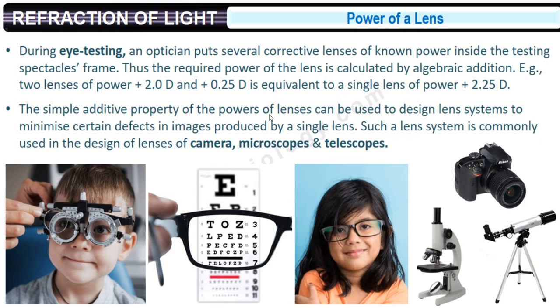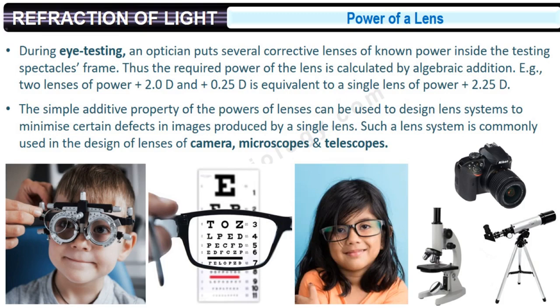The simple additive property of the powers of lenses can be used to design lens systems to minimize certain defects in images produced by a single lens. Such a lens system is commonly used in the design of lenses of camera, microscope and telescopes. Okay, the simple additive property of power of lens, where is it used? It is used to design lens systems to minimize certain defects in images produced by a single lens. Such a lens system is commonly used in the design of lenses of camera, microscope and telescope.